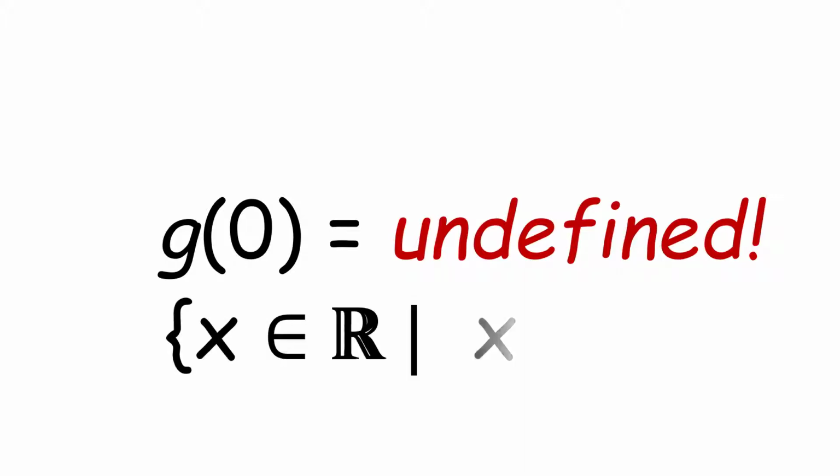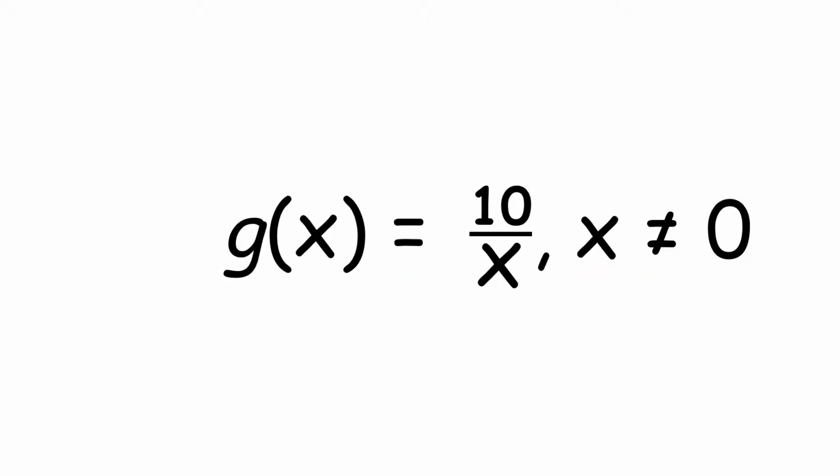Now, we call the set of numbers for which the function is defined its domain, and in this case, the domain of function g is defined with x in the set of all real numbers such that x is not equal to 0. Now that looks a bit mathy, so sometimes you'll see it a little less formally written, like this.